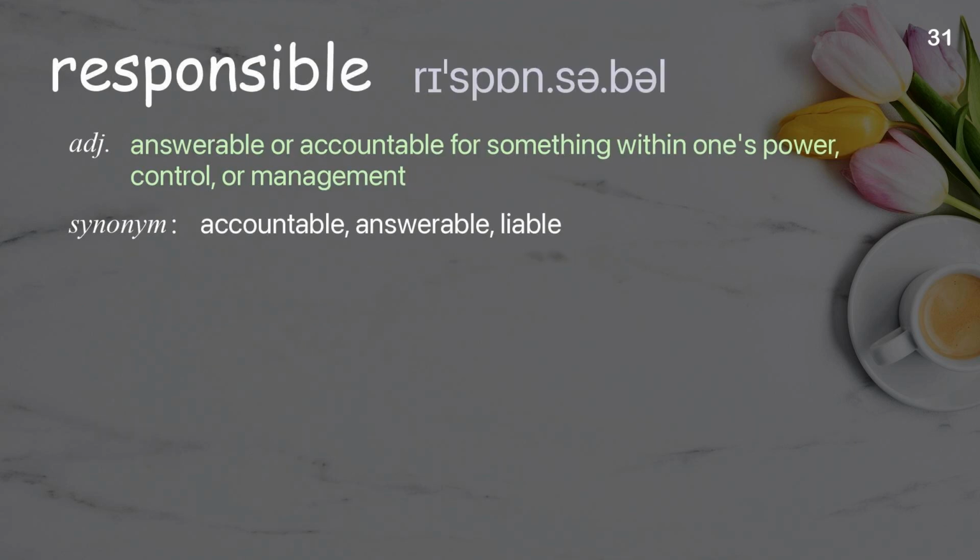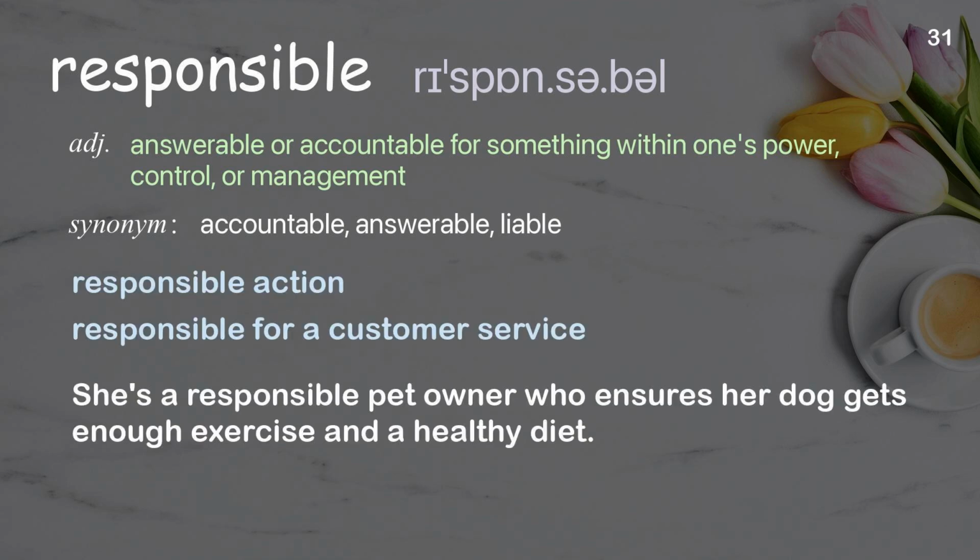Responsible: answerable or accountable for something within one's power, control, or management. Examples: responsible action. Responsible for customer service. She's a responsible pet owner who ensures her dog gets enough exercise and a healthy diet.